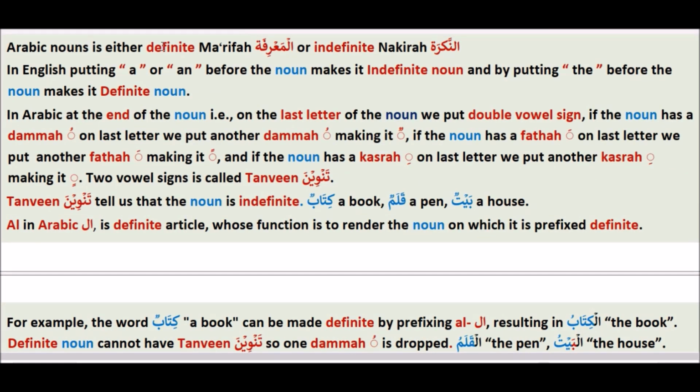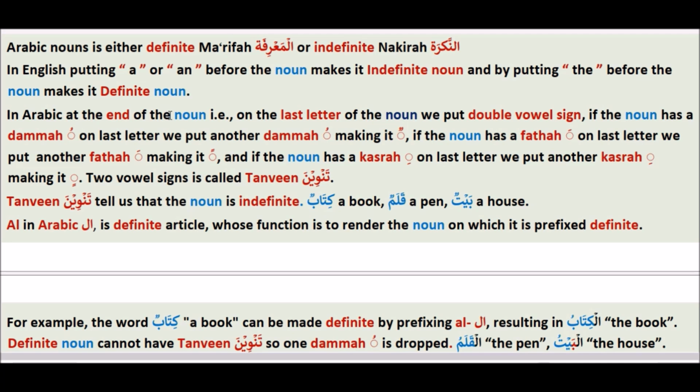Arabic nouns, they are either definite or indefinite. In Arabic, we call it Marifa and Nakira. In English, putting a or an before the noun makes it indefinite. And by putting the before the noun, it makes it definite.